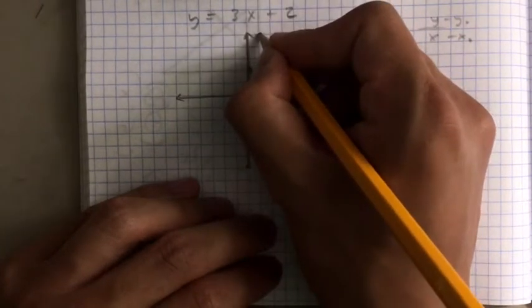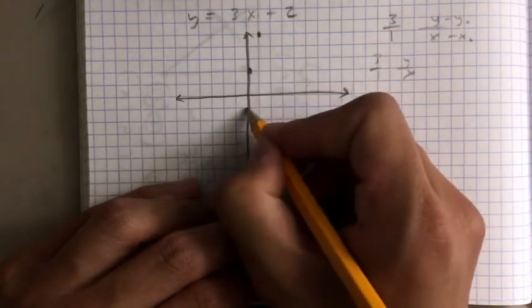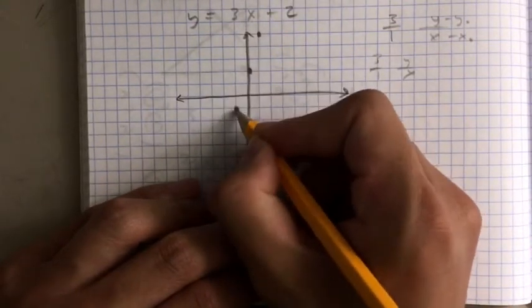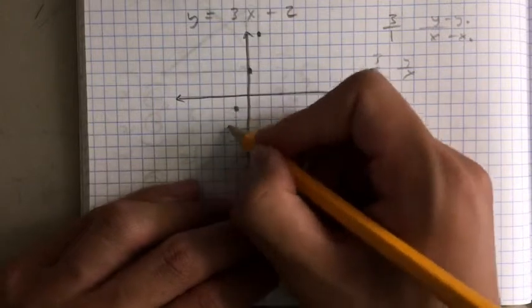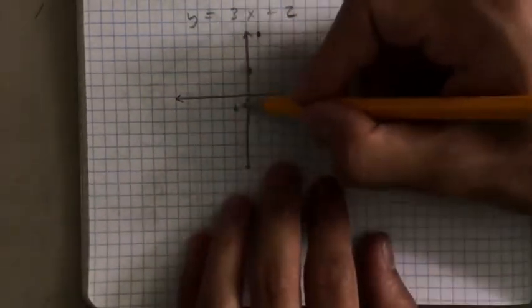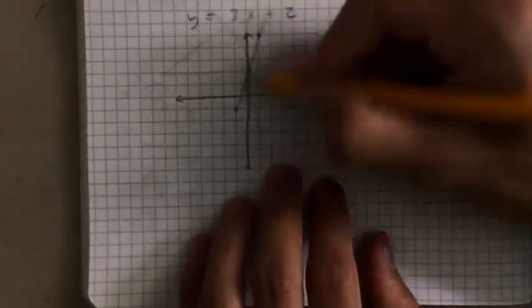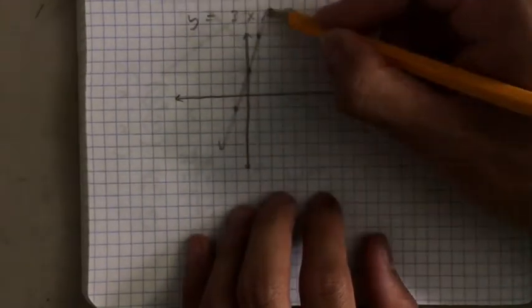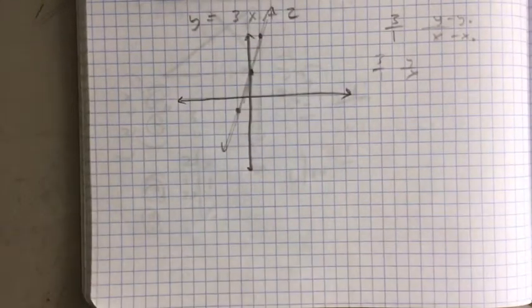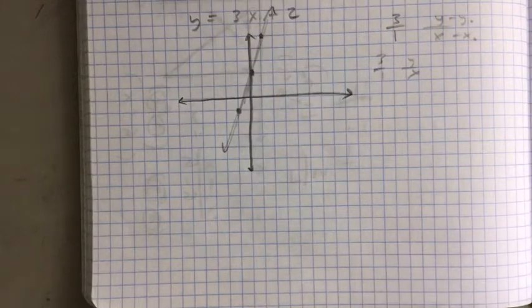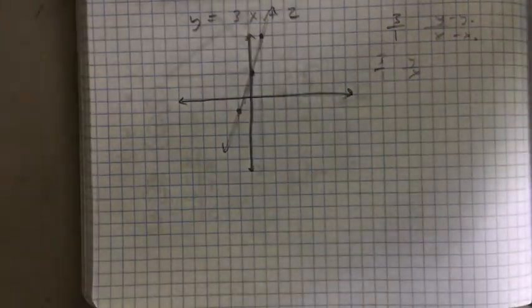So that's our slope. And then we can do that the other way, because this point is up 3 and right 1 from that point. So all you got to do is connect those points and you have a line. Don't forget your arrows, because it continues on forever. So that's how you graph lines.